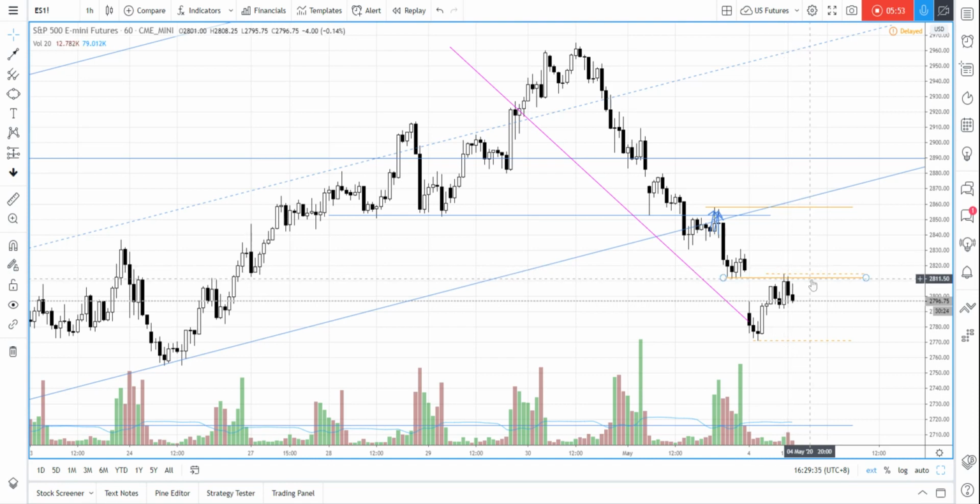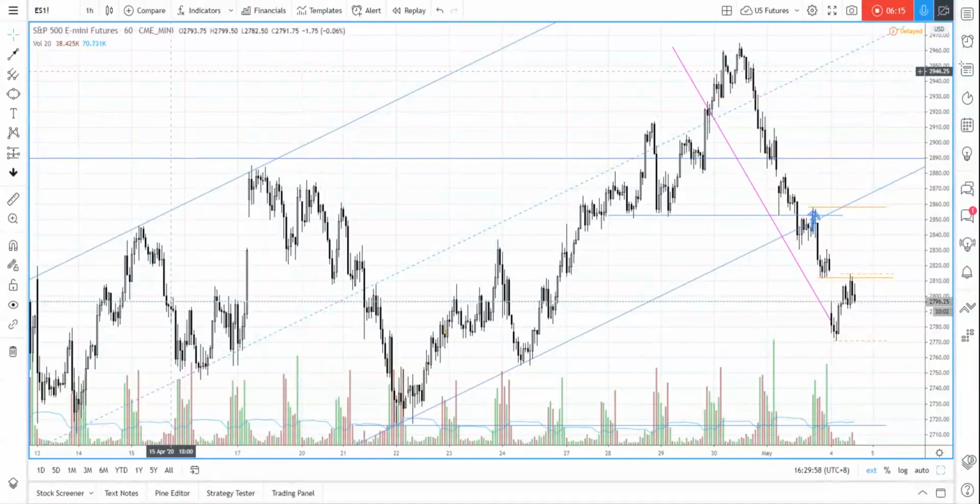I think 2810 to 2830 are great areas where the supply can come in. So I think it's a good area for us to initiate short entry. But just before I go into the potential setup, I would like to look at the overall structure.